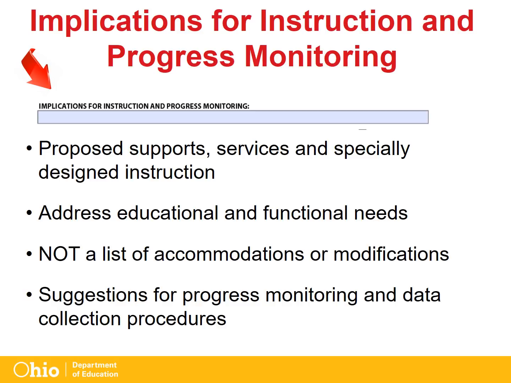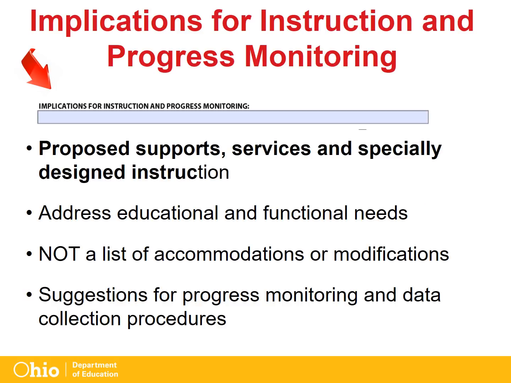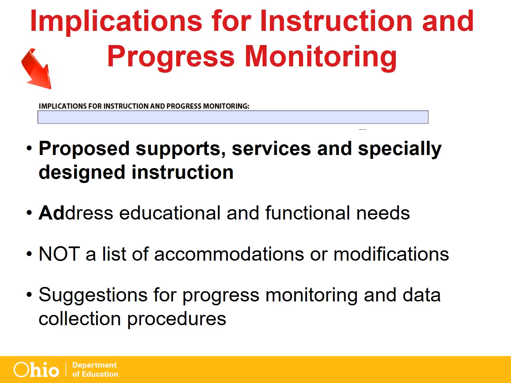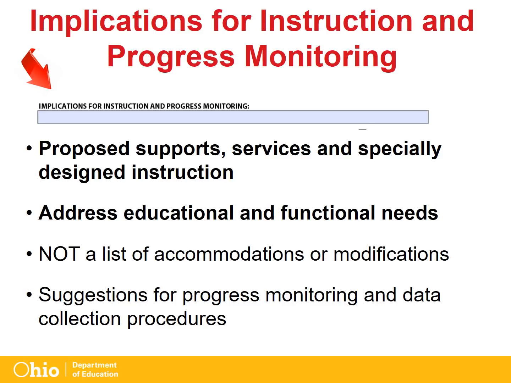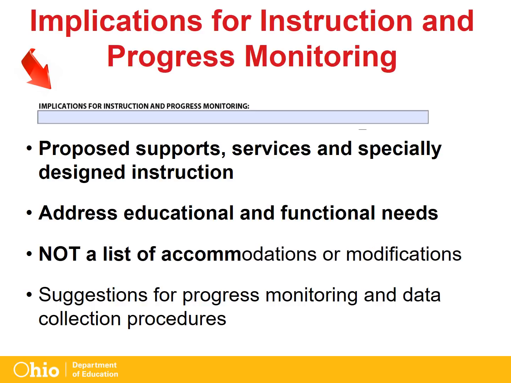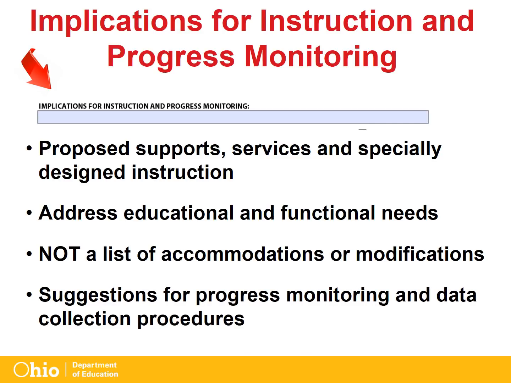This section provides a summary of proposed supports, services, and specially designed instruction to address the child's educational and functional needs. It is important to describe the instruction or services individualized to the student's needs, not just a standard list of accommodations or modifications. The ETR team must include suggestions or recommendations for progress monitoring and data collecting procedures.